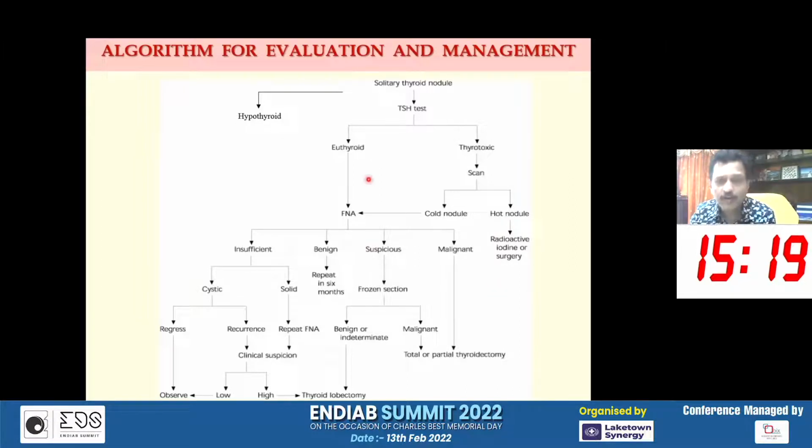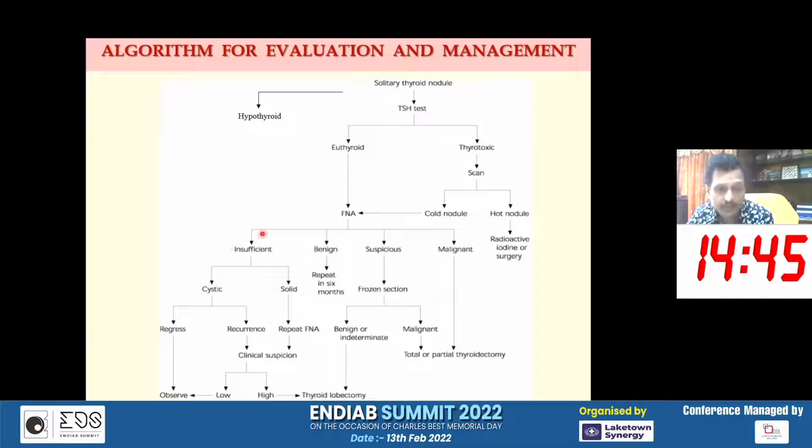Now, the common variety is basically the euthyroid state, solitary nodule with euthyroid state. Now, how should we approach? The approach may be in two ways. We can go directly for the FNAC. One guideline suggests that you should go for FNAC, and the FNAC will give you one of four reports. They can tell you that it is malignant, they can tell you it is suspicious, they can tell you it is benign, or they can tell you it is insufficient.